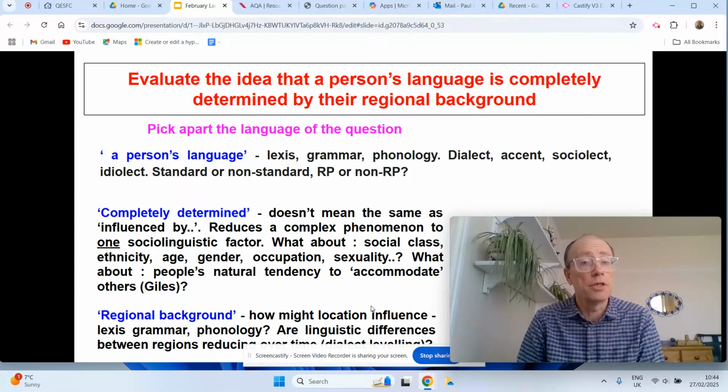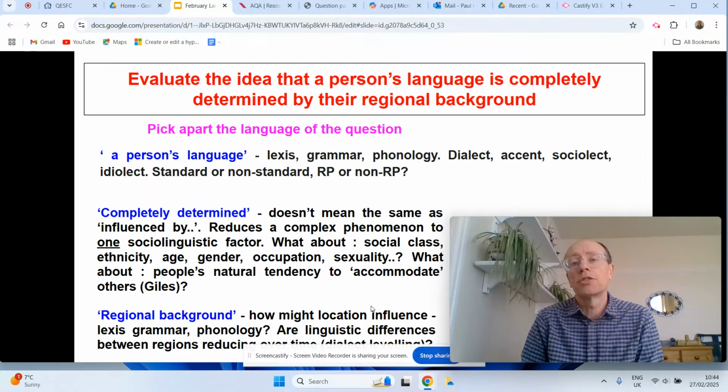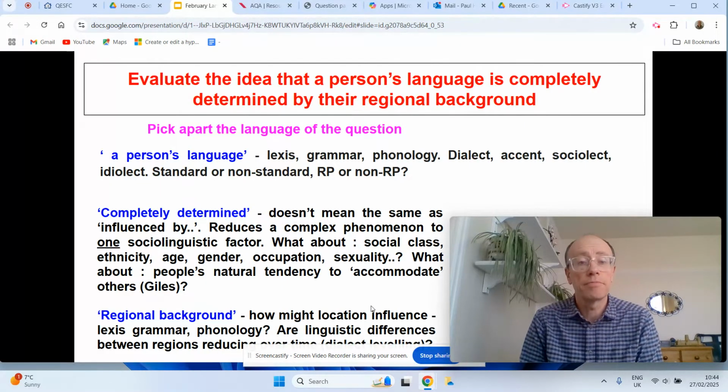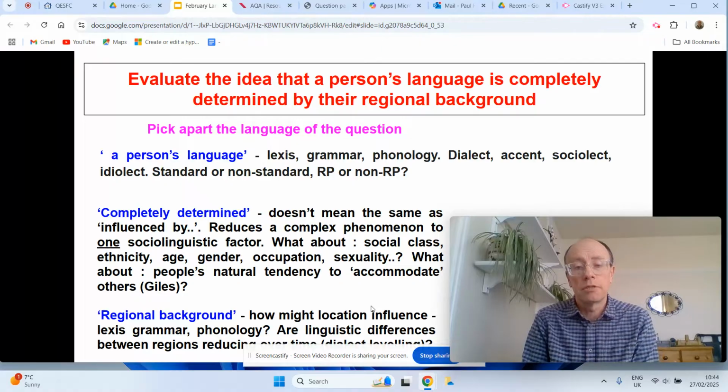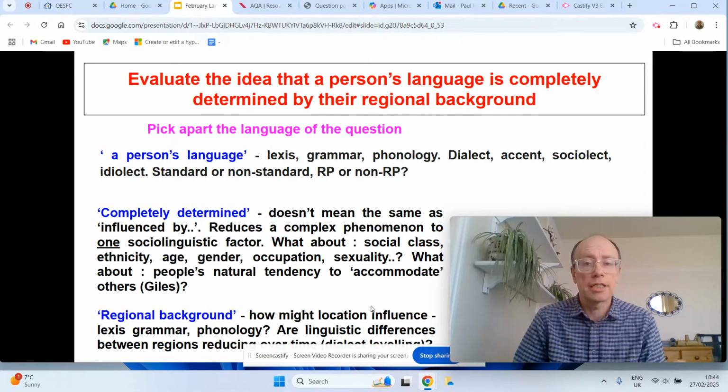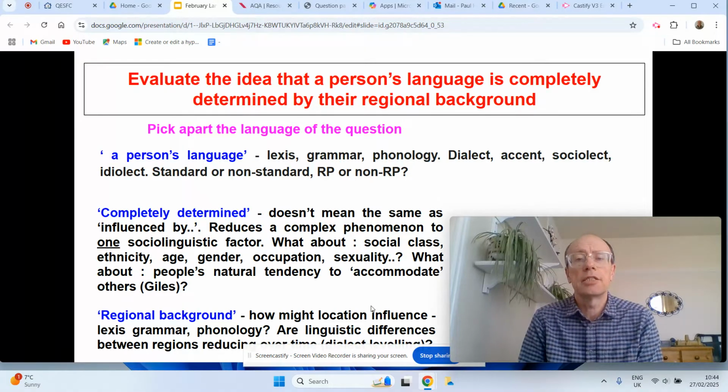And of course this is very important that you do, because to get to the highest grades in the AO2 mark scheme, they're talking about challenging the question. And then obviously you'd want to dive into this noun phrase regional background, which is arguing that your location is the most important element that is affecting your lexical, grammatical and phonological choices. But you'd also want to show awareness that perhaps linguistic differences in the UK, at any rate, between regions, are sort of reducing over time. This is Paul Kerswill's idea of dialect levelling. So plenty to get your teeth into at the very beginning.